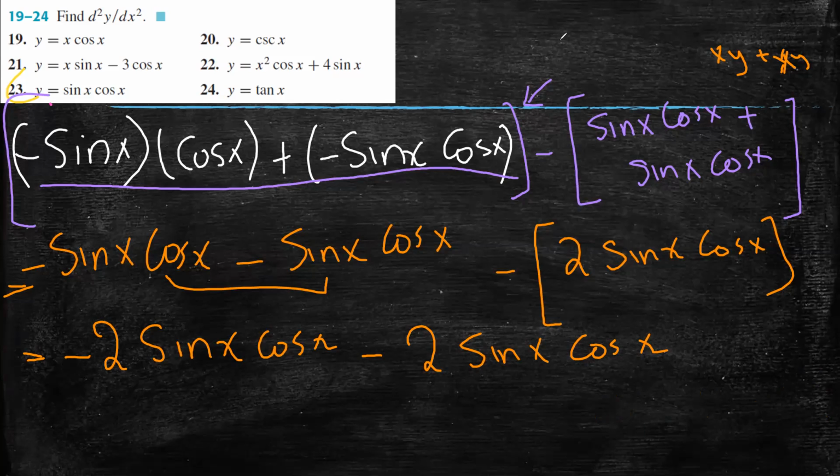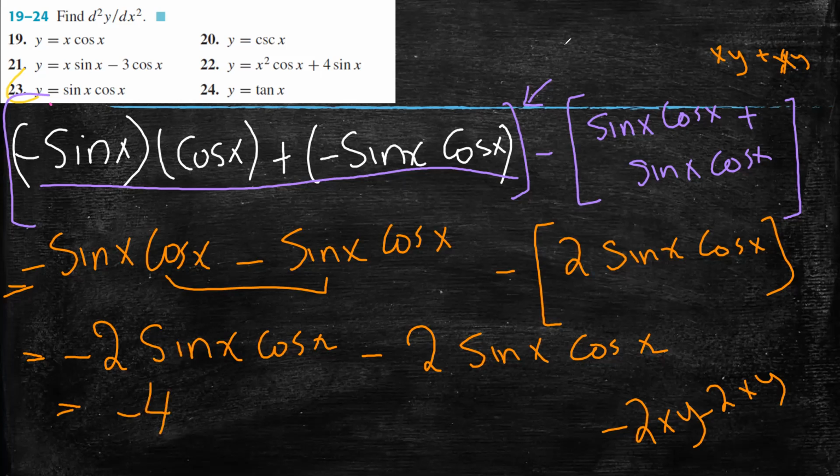Then, can we add them more? Yes. Now they are negative 2xy minus 2xy. Can I add them now? Yes. It will be negative 4 sine x times cosine x. This will be now number 23.